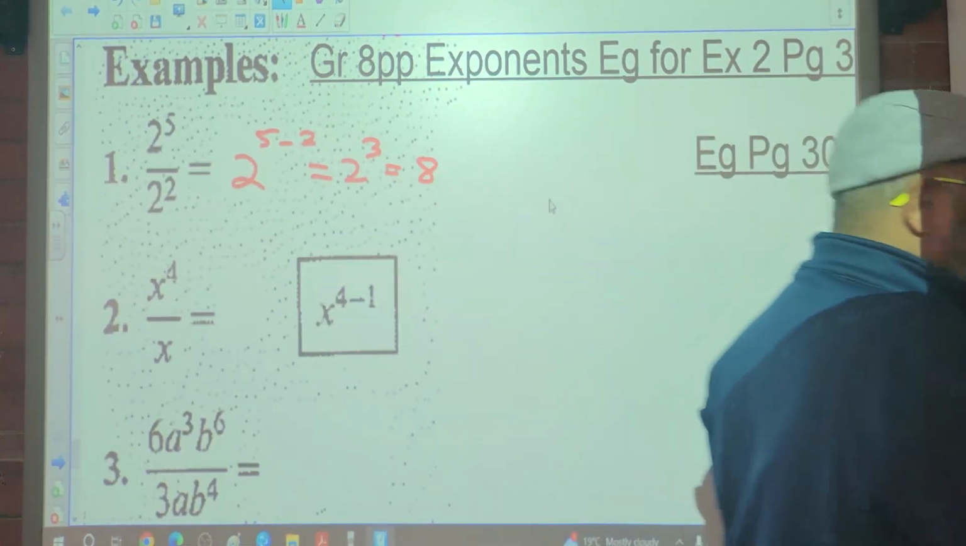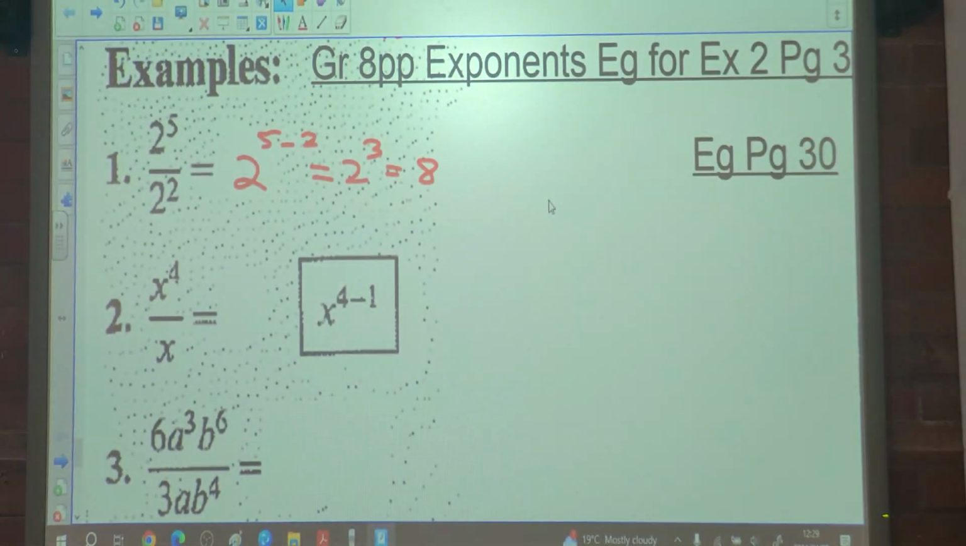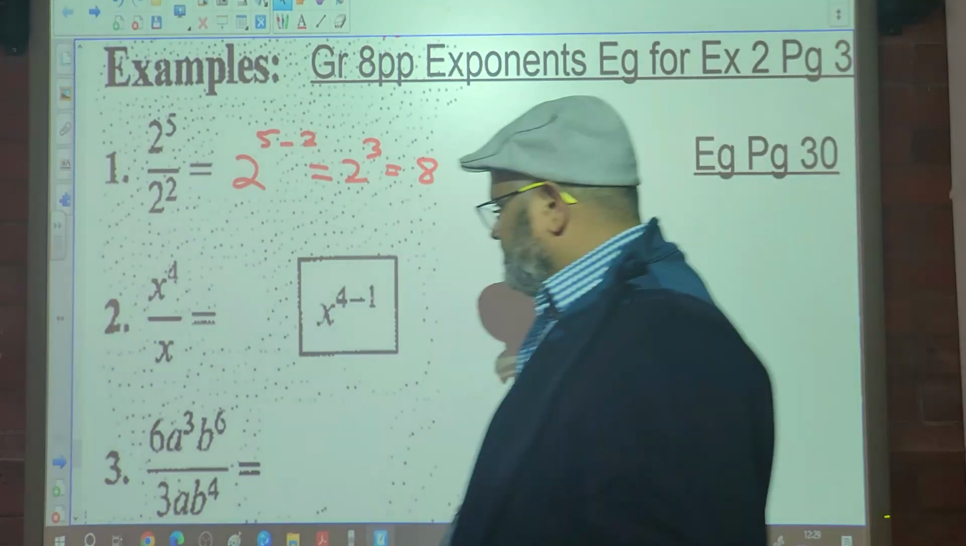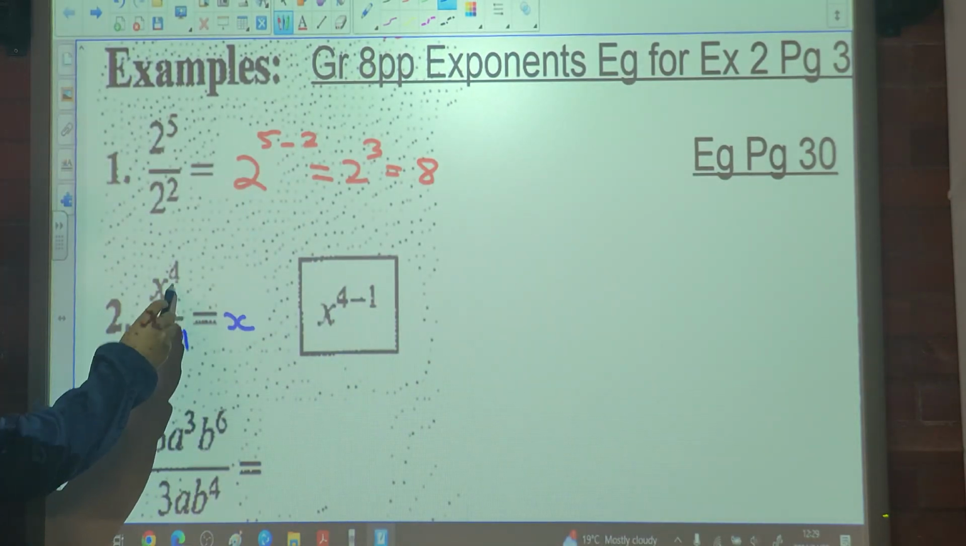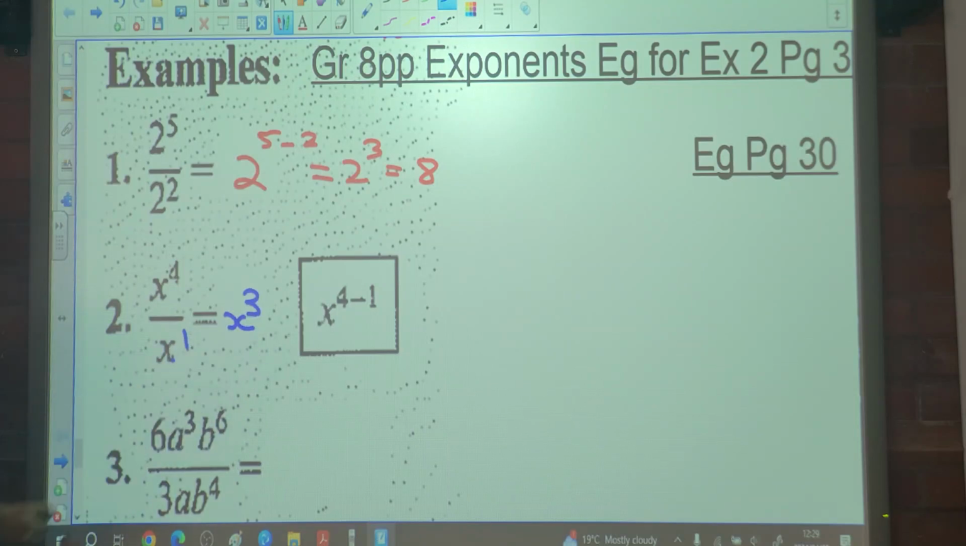Just give me a couple of minutes. Okay. So number 2. If there's no exponent on this x, it is a 1. So that will be x to the 4 minus 1, which is? 3. So any confusion there? Okay.